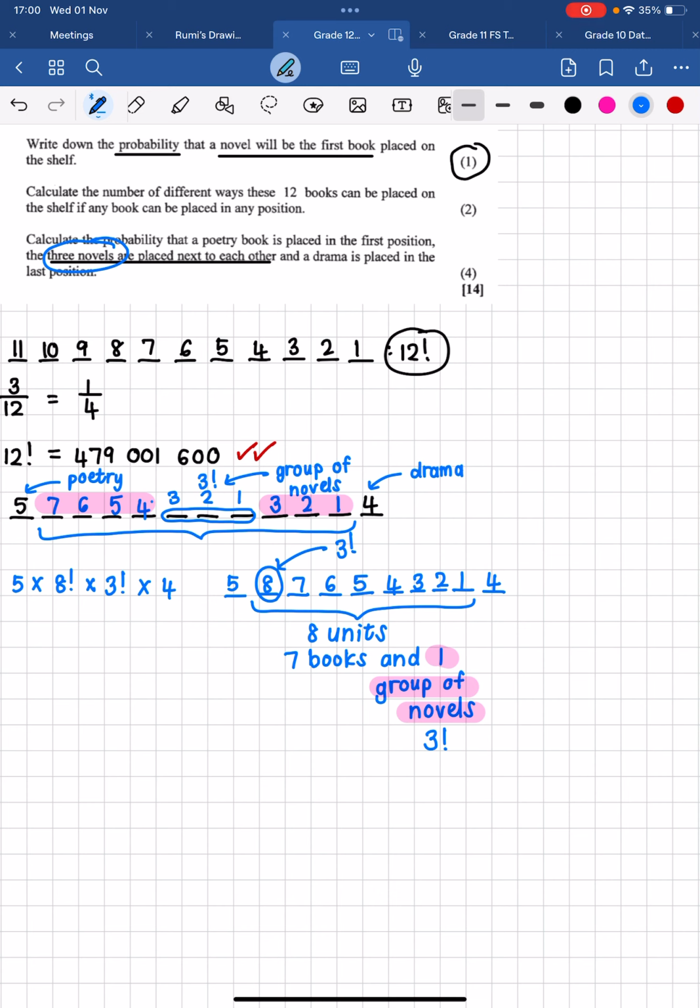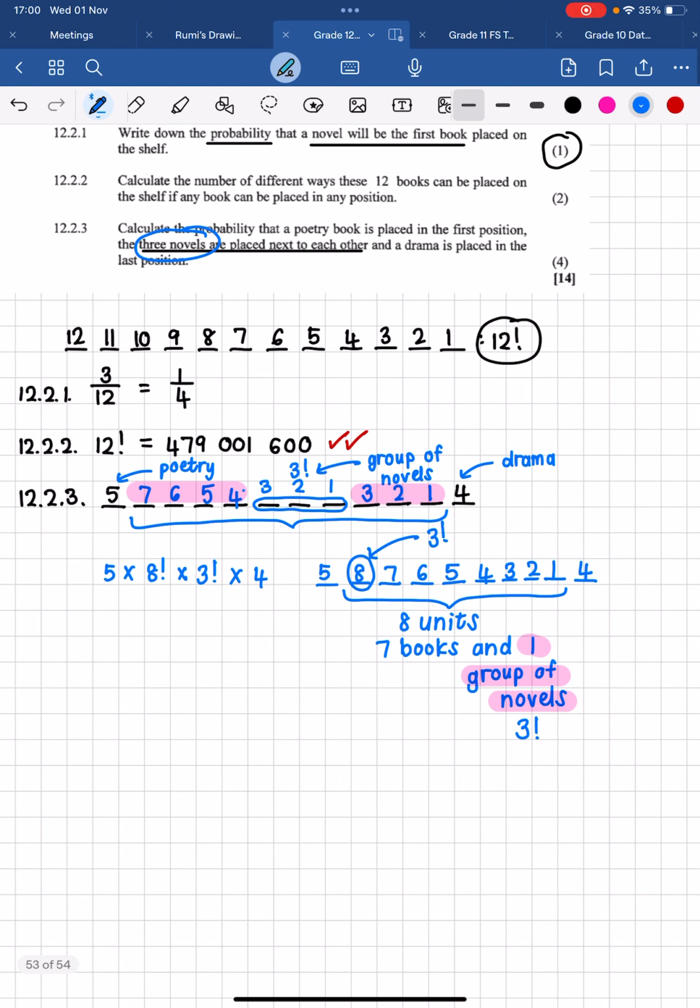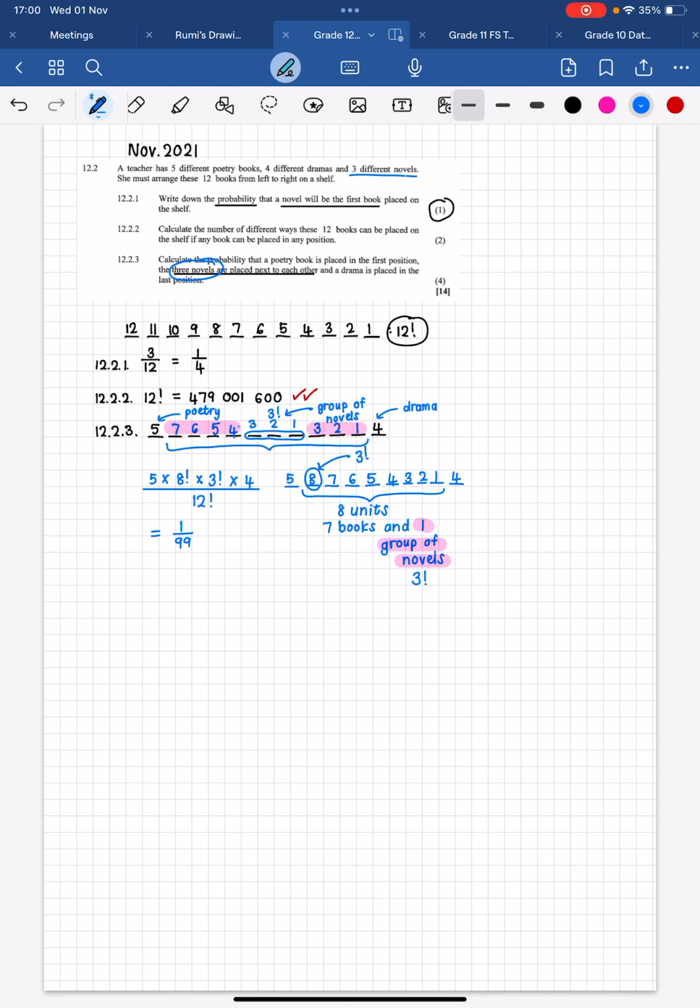All right, so we have a poetry book in the first slot. We have a drama book in the last slot. There were 5 poetry books, 4 dramas. And then within that, those books that are left, which were actually 10 of them, 3 of them go together as one group, and then there are 7 separate books that can also be shifted around. So there are actually 8 groups, 8 units that can shift around. Yes, you can screenshot now. I just want to finish this answer. So it's going to be that over 12 factorial, which is 1 over 99. There we go. You can screenshot.